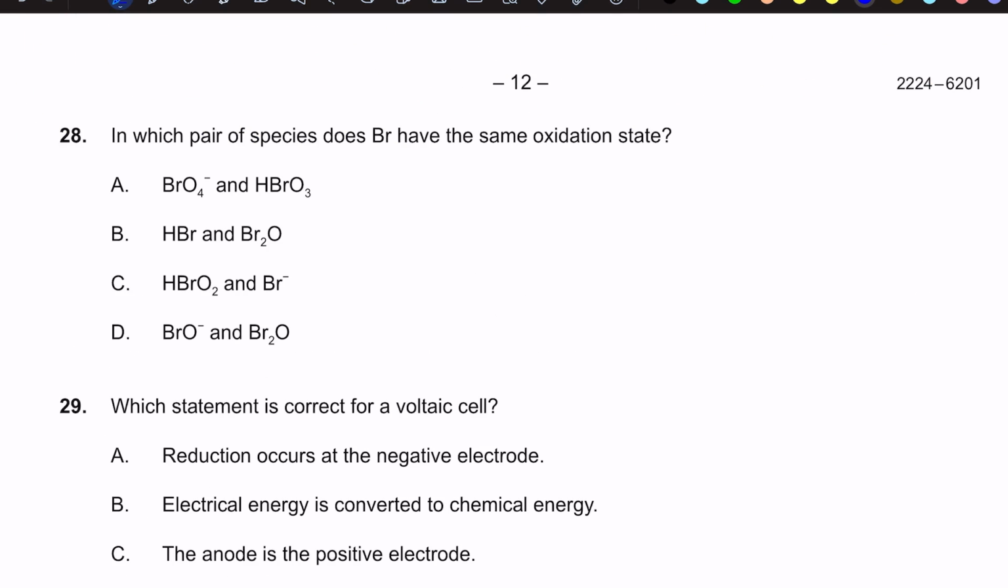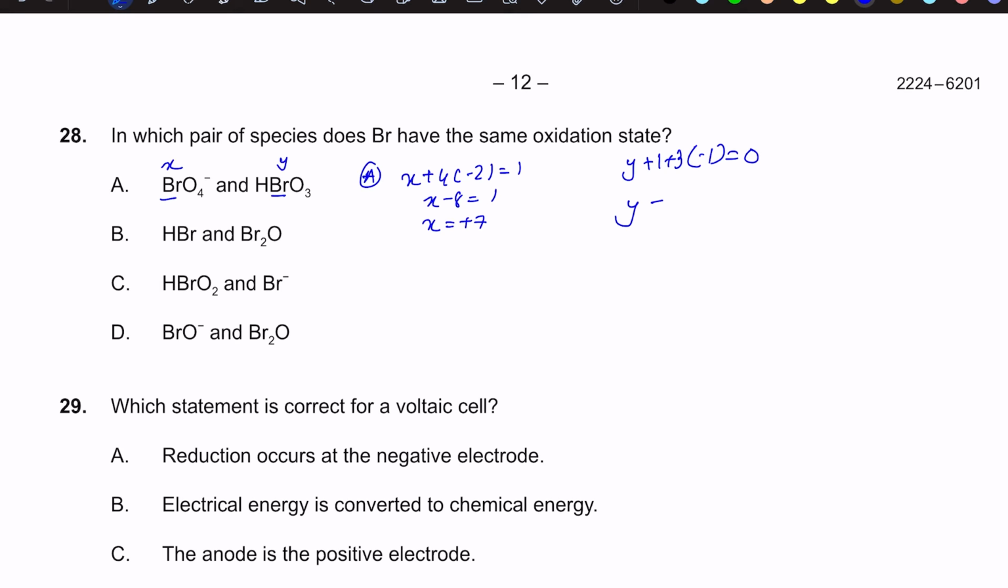Now moving on to question 28, we have to find the pair of species where Br has the same oxidation number. So in the first one, let's take Br as X, this as Y. Okay, so X plus 4 times minus 2 is minus 1, X minus 8 is minus 1, so X is plus 7. And for the other HBrO3 minus, so Y plus 1 plus 3 times minus 1 is equal to 0.